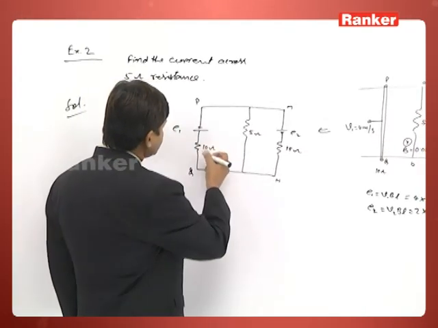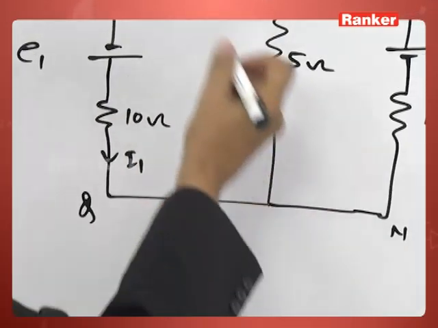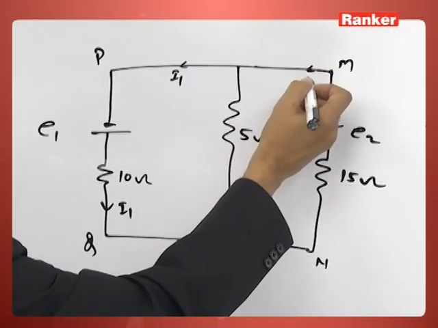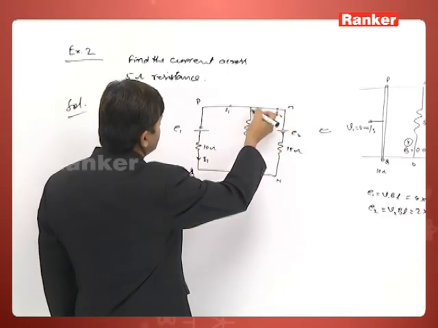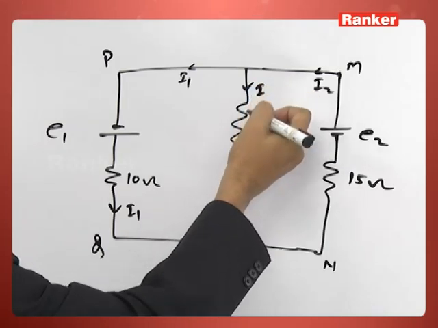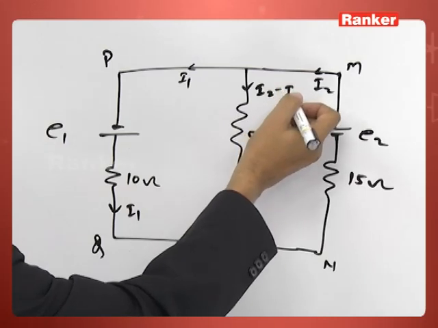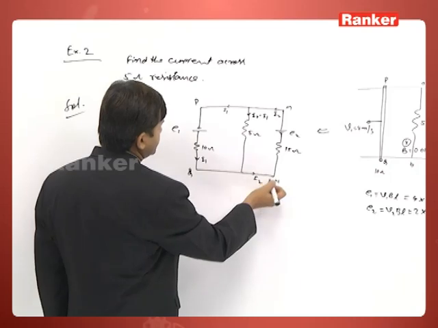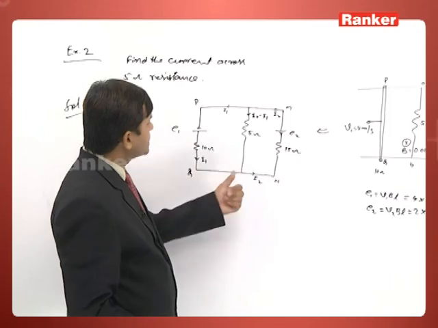Let the current here be I1. If this is current I1, that also can be taken as I1, and let this be current I2. So here the current is I2, here I1. So this current can be said as I2 minus I1, then here I2. So we can check here.